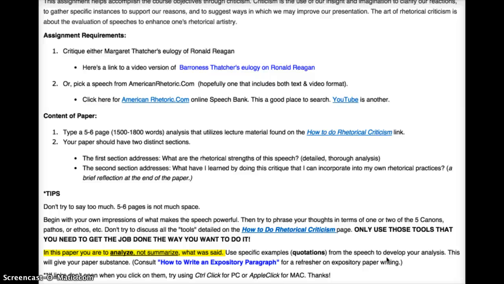What I'm not looking for is quotations of other individuals who have already analyzed the speech. So I'm not interested in what other critics have said about that particular speech. I'm only interested in what you see in that speech and why. And so I ask that you do not consult outside sources that already analyze the speech. So I want you to do the analysis work yourself.